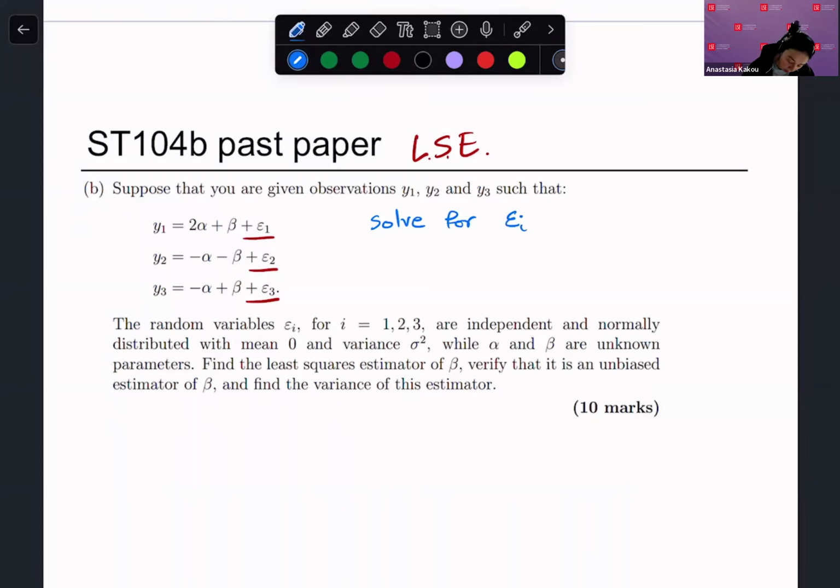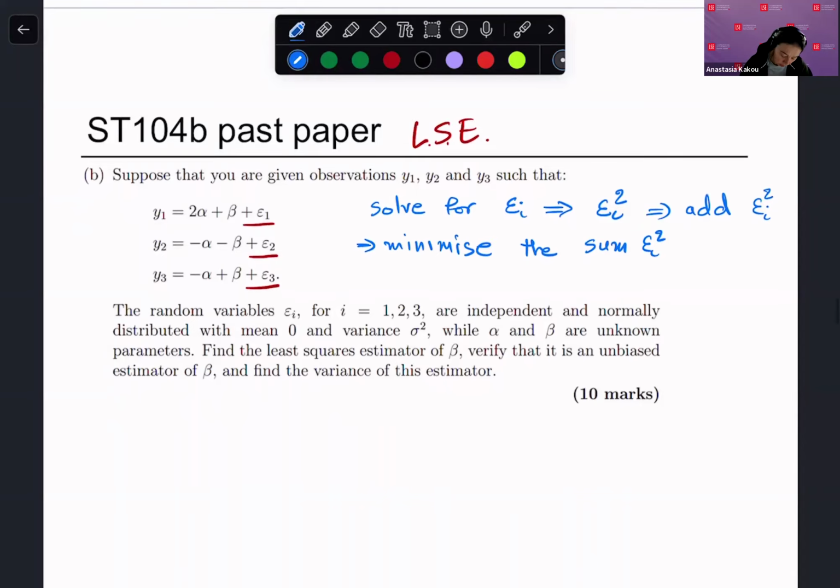Then take the square of the error terms. Then add all the squared error terms, and then minimize the sum of these guys. Okay, so straightforward steps, but they involve a bit of math work.